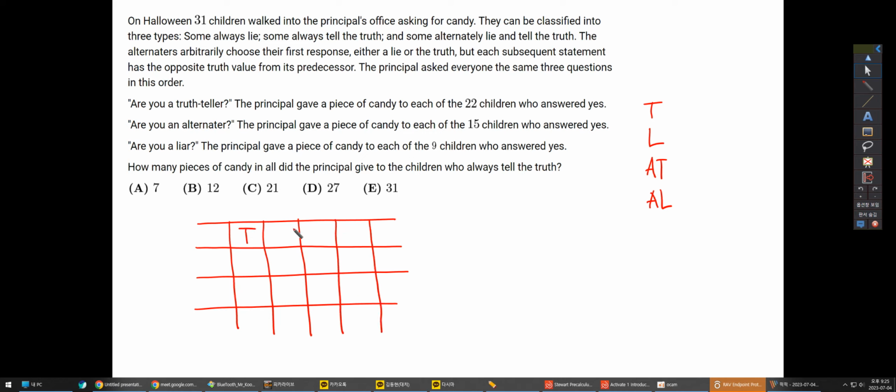Yeah, so there are four types of children. For the first question, are you a truth teller? The truth teller will say yes. How about liar? They will lie. So when they are asked, are you a truth teller? They will also say yes, because they lie. Am I right? A liar will say yes.